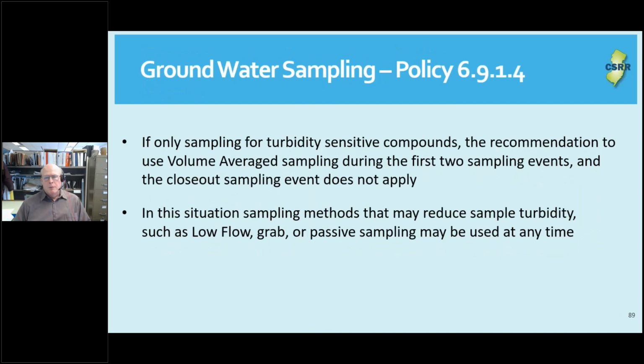If only sampling for turbidity-sensitive compounds, the recommendation to use volume averaged sampling for certain sampling events does not apply. In this situation, the use of other sampling methods that may reduce or limit sample turbidity, such as low flow or passive sampling, may be used at any time. Next slide, please.